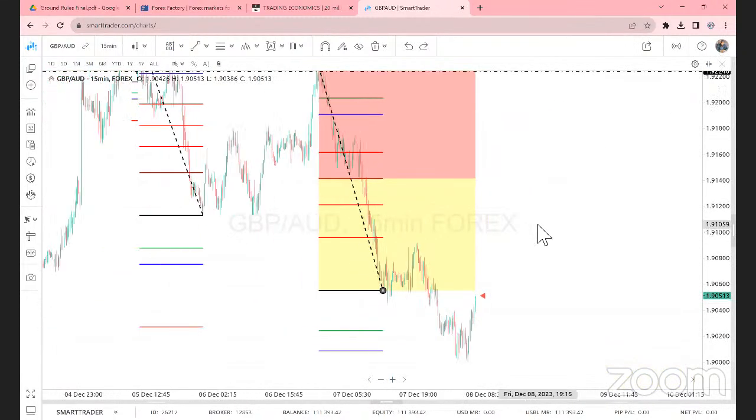All right, so that's that pound Aussie. You already got a decent reaction. So if you're late on it, you can look for pullbacks and continuations on that. Pullbacks and continuations. Okay, so let's see how that continues to play out.